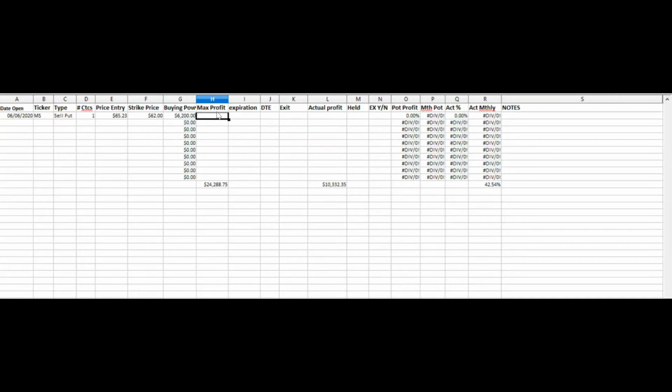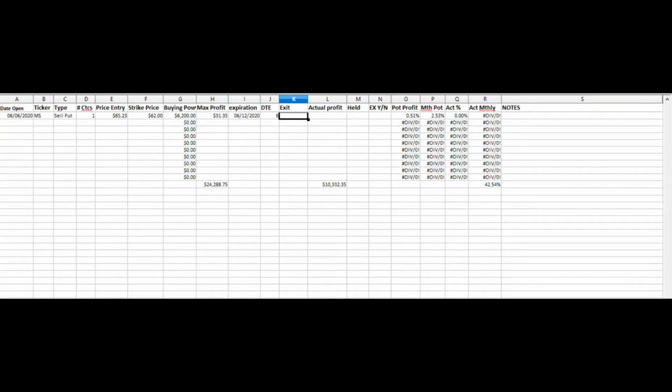And the max profit, for me, is basically the premium I collected minus the initial commission to enter the trade. So let's say in this case, the maximum profit was $32, that's the premium. So I would enter 31.35, which is $32 minus the 65 cents. I want that max profit to reflect after the commission. And then I'd have an expiration date, and let's just say it's this coming week, 06/12, and the days to expiration in this case would be 6.